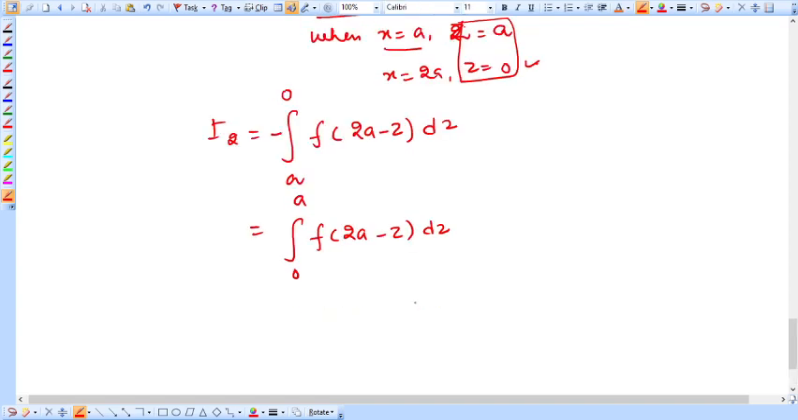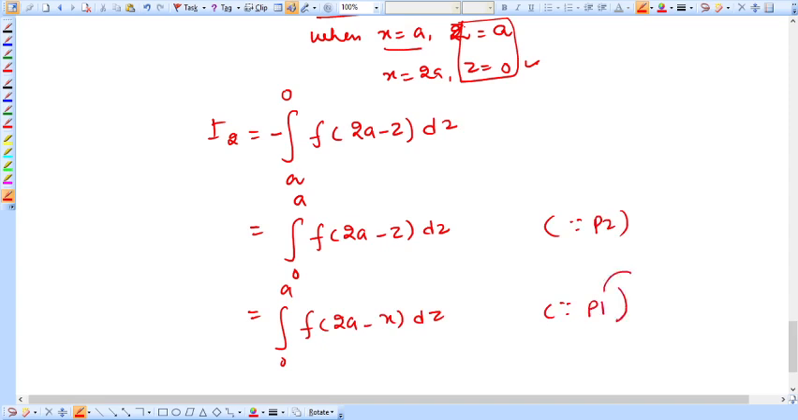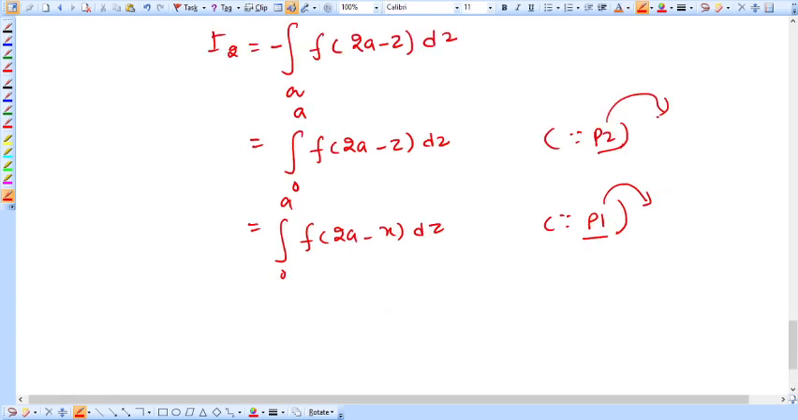Using property 2 we can change the variable. Okay, so we can write 0 to a f of 2a minus x dx. This is because of property 2, and this is because of property 1. In your exam you write this property fully. I'm just writing this shortly just for saving the time. Okay, so therefore you have proved that I2 is equal to this, right?